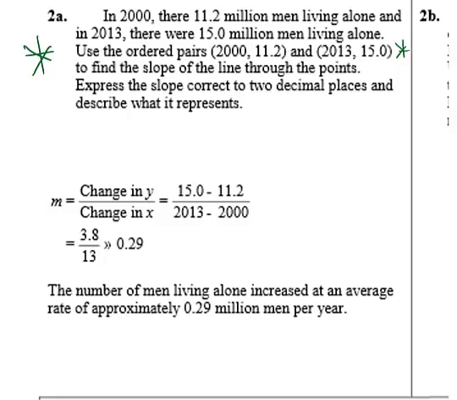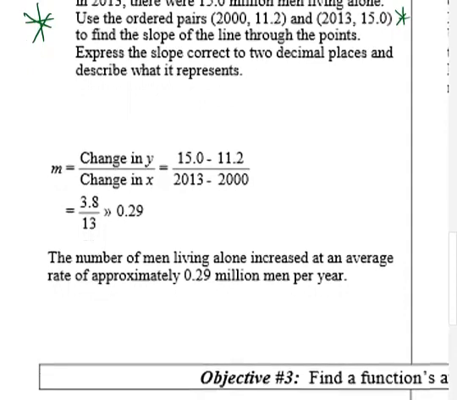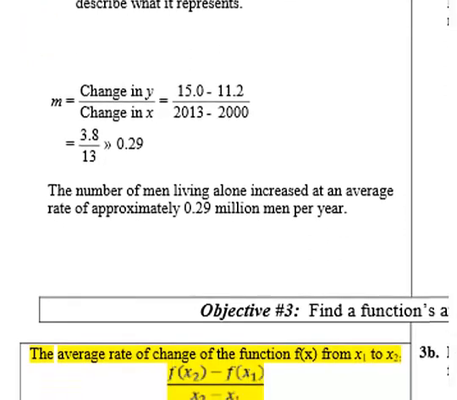Use the ordered pairs to find the slope of the line through the points. And they want us to express the slope correct to 2 decimal places and describe what it represents. Okay, so I think we actually did that in the last couple problems of the previous lecture video, but we didn't really think about what the slope represented. I think that's the only kind of new thing here.